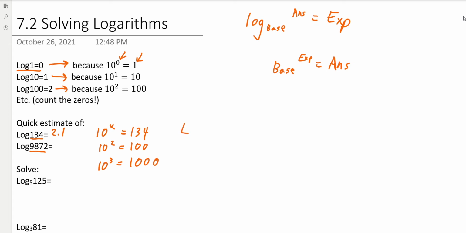Okay, the other one, again, log of 9,872. So this is like saying 10 to the x equals 9,872. So we can say that it's close to 10 to the 4, and it is further from 10 to the 3. So we can say that it's 3.9, somewhere in that range, right? I don't know exactly, but somewhere.